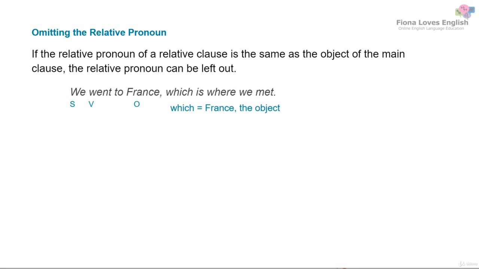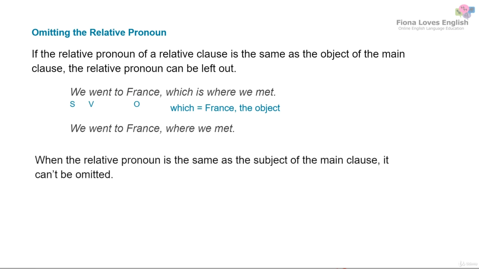In the non-defining relative clause, which refers to France. France is where we met. So in this case, we can leave which out. So it becomes we went to France, where we met.